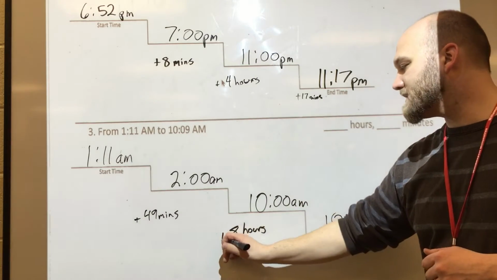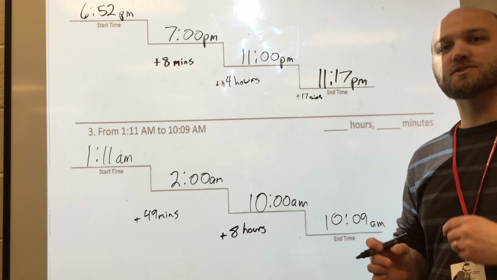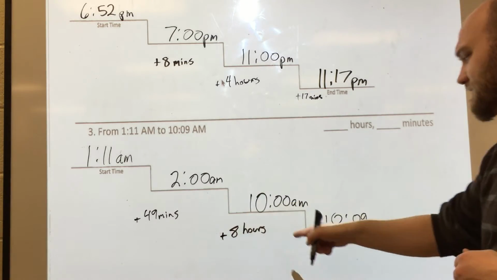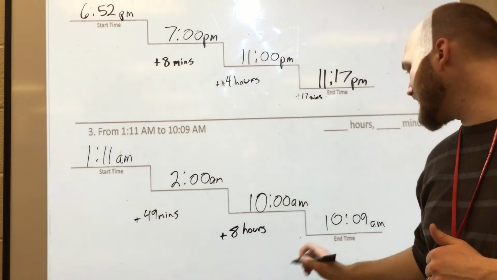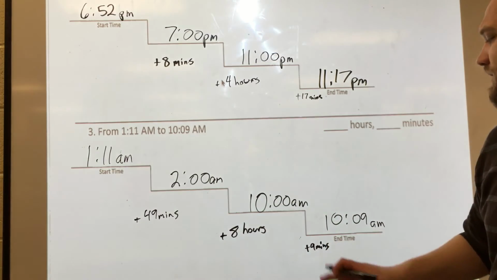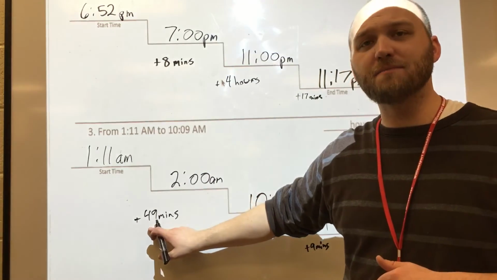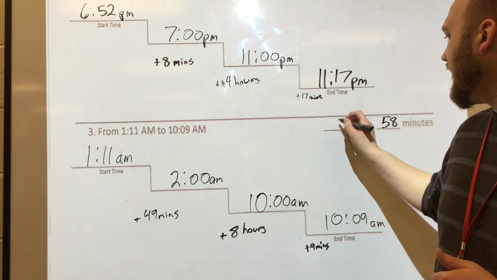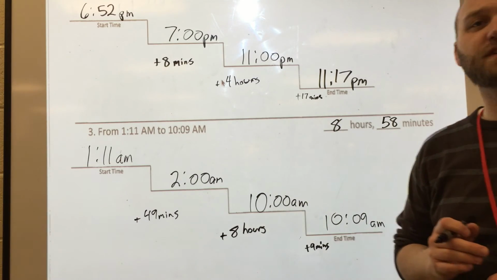This helps to break down this time into manageable chunks so that I'm not trying to juggle hours and minutes and conversions at the same time. 10 a.m. to 10:09 a.m. is 9 minutes. So I add my 9 minutes to my 49 minutes, and I get 58 minutes and 8 hours. 8 hours and 58 minutes.